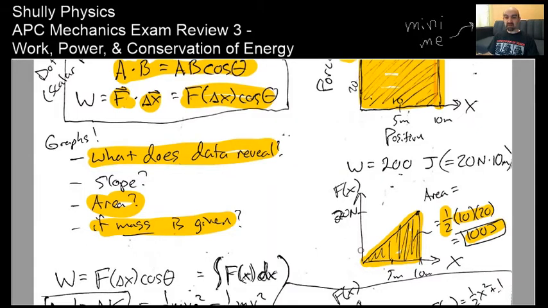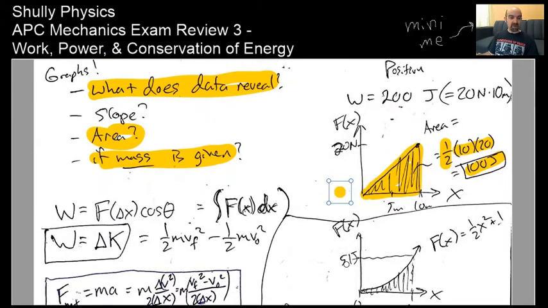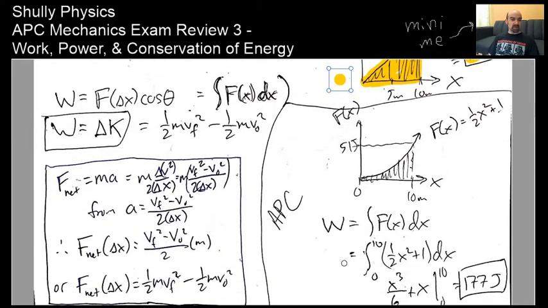It's actually rather easy to figure out the final velocity if you know the starting velocity, given something like this, the work done in this triangular area here. And that brings us to the Work-Kinetic Energy Theorem. We're going to come back to that graph in a moment.